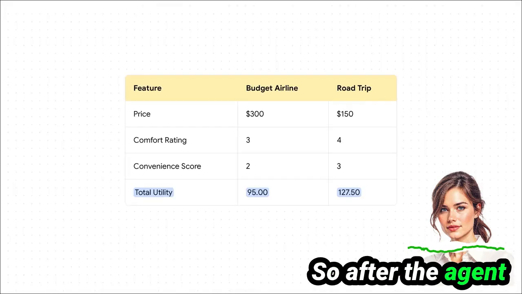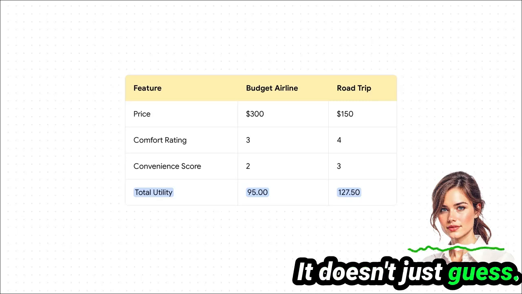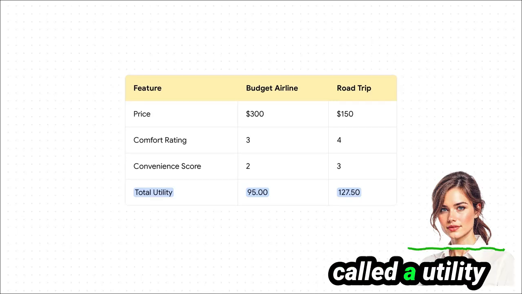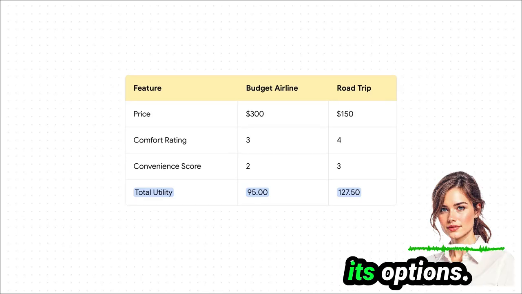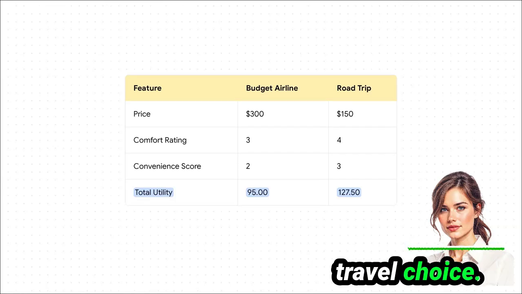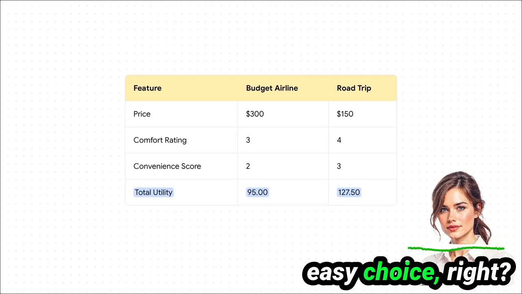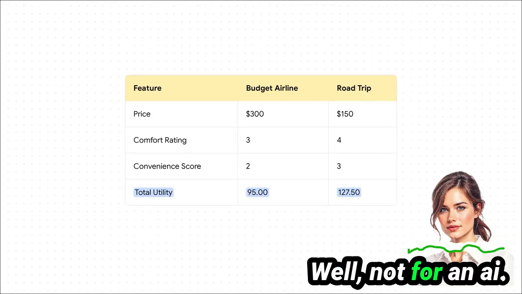Okay, so after the agent learns, it has to decide. How? It doesn't just guess. It uses something called a utility function to weigh its options. Kind of like we would. Look at this travel choice. The flight is expensive. The road trip is cheaper. Seems like an easy choice, right? Well, not for an AI.